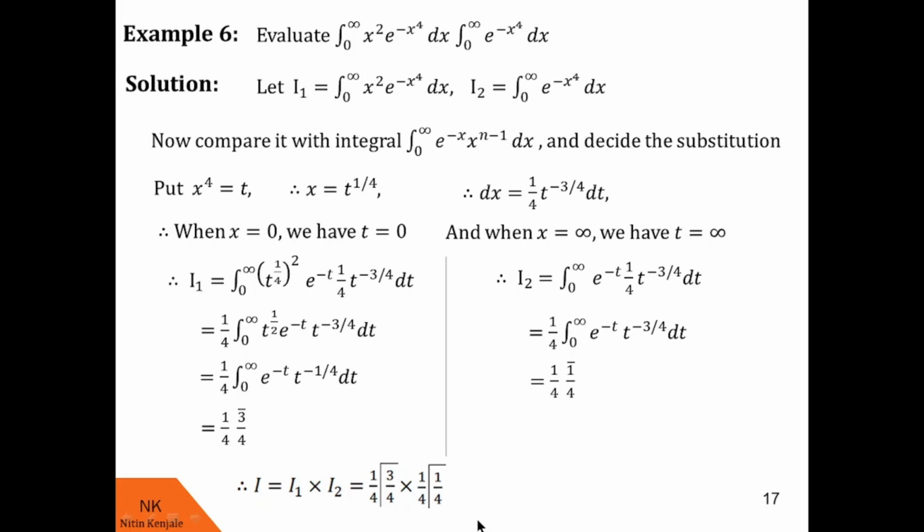I hope you understood all these 6 examples that I have taught you. In my next lecture, we will see more examples that can be solved using gamma function.